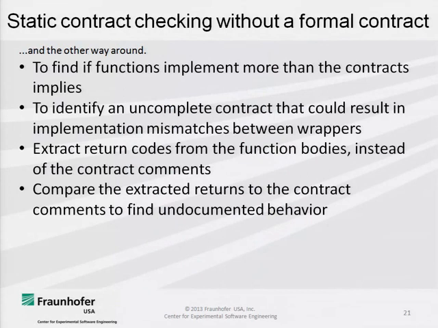Okay. But then there's another thing. What about functions that implement more than what the contract implies? There could be more return codes emerging in the code that are not there in the specification, right? It's the same thing, but looking at a different angle. Okay, so we do the same analysis. We check for return codes from the function bodies and look whether they are in the contract comment. It's just a regular text matching.